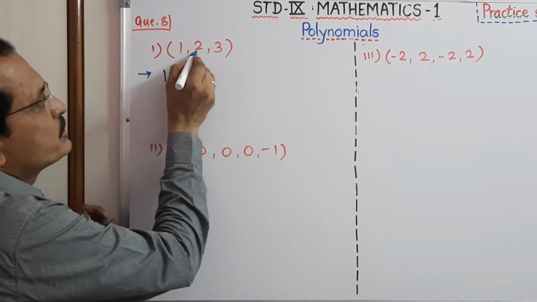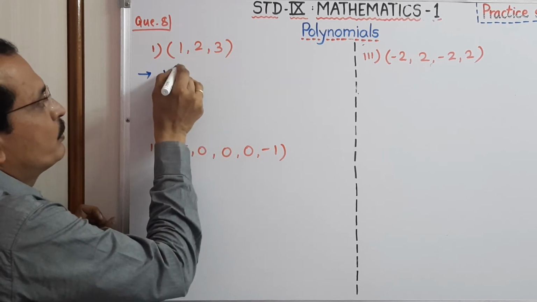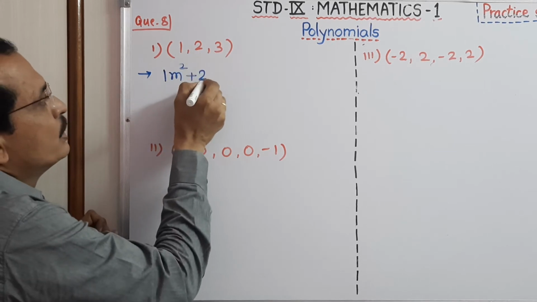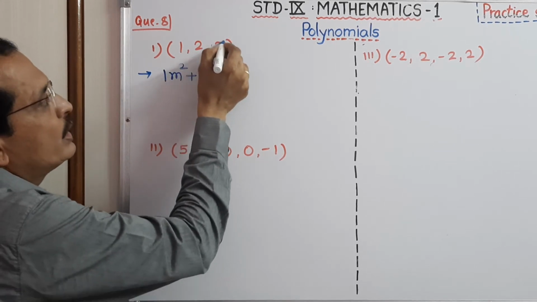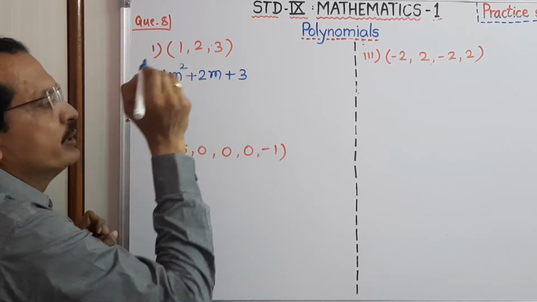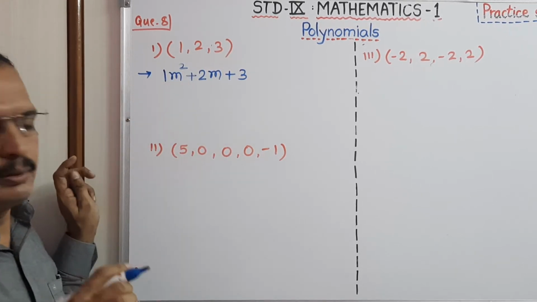After 1, how many terms are there? 2 terms are there, so we write 1m square. Plus these 2. After 2, 1 term is there, therefore it is m, and 3 as it is. Very simple method.